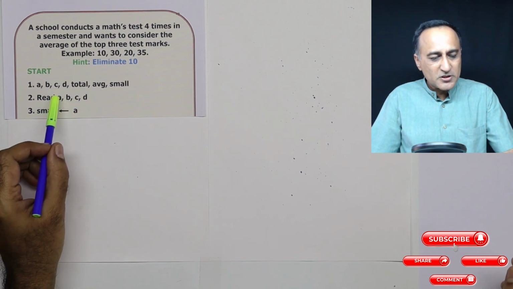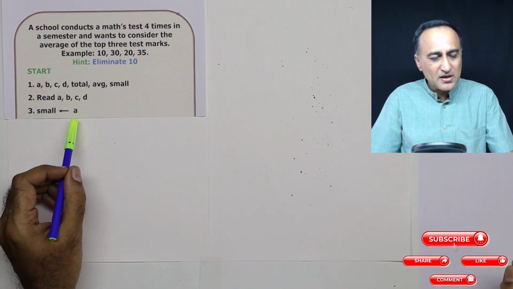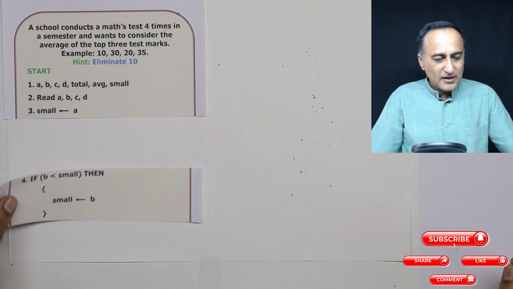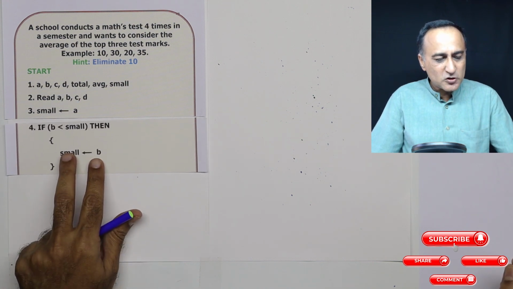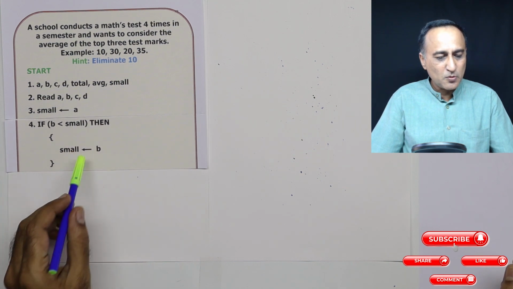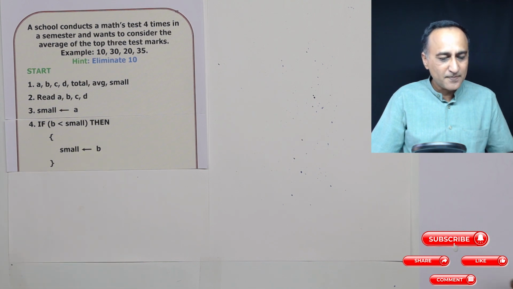At every step I am going to process only one number. So I am assuming a is the smallest. Now if the second number happens to be less than a, then I am going to say b is the smallest. So the value of small will change to the value of b.